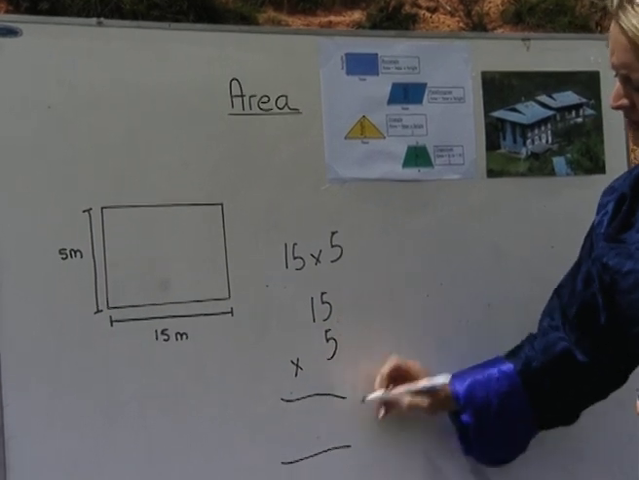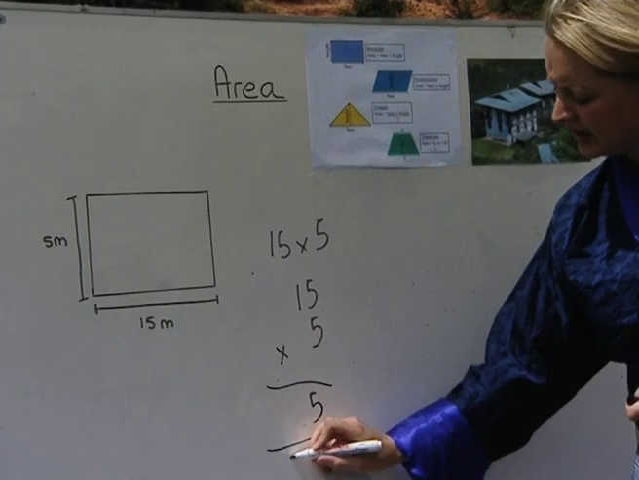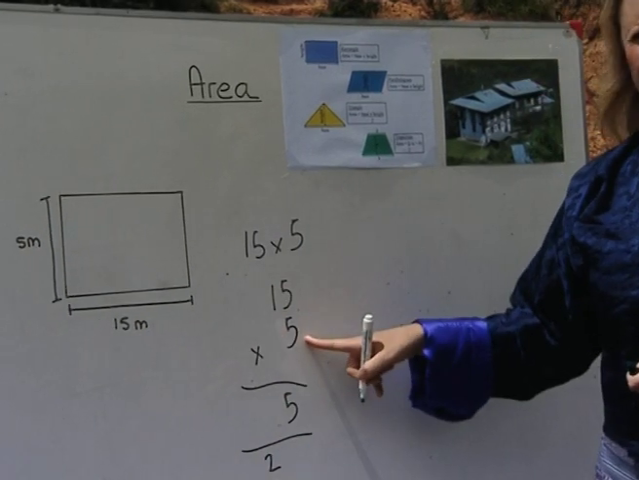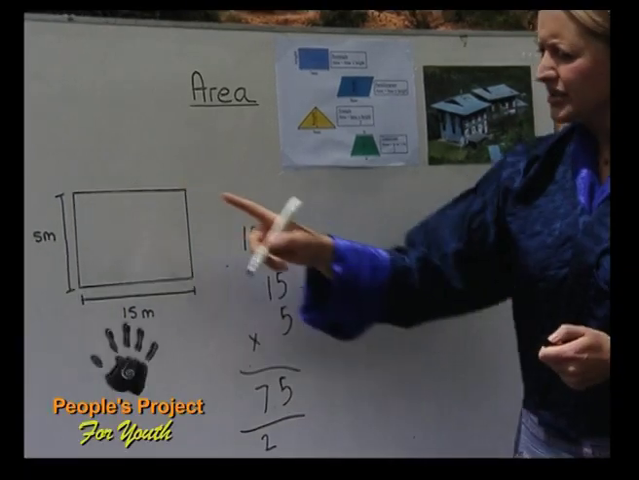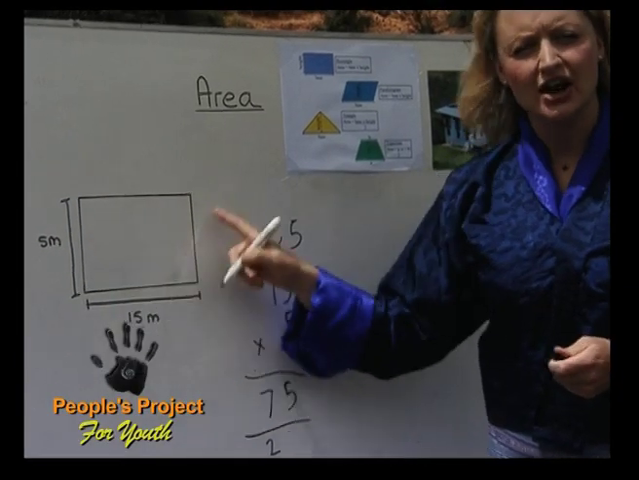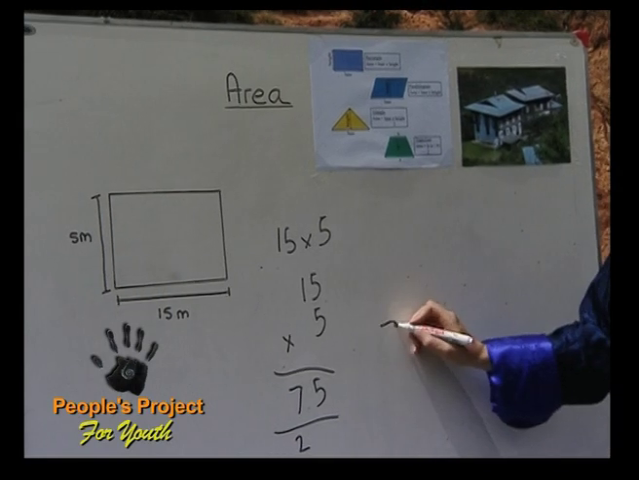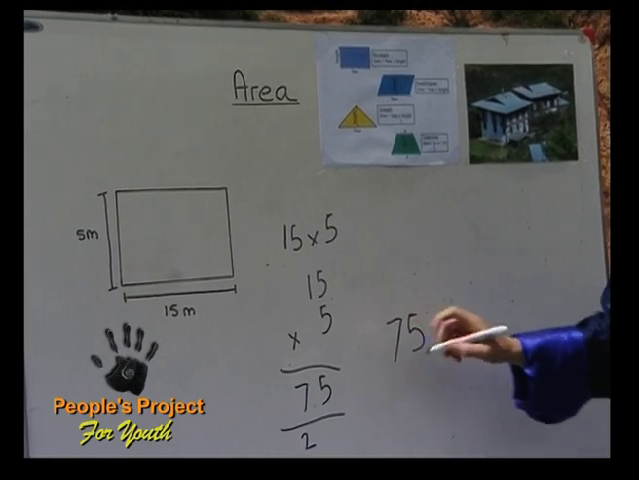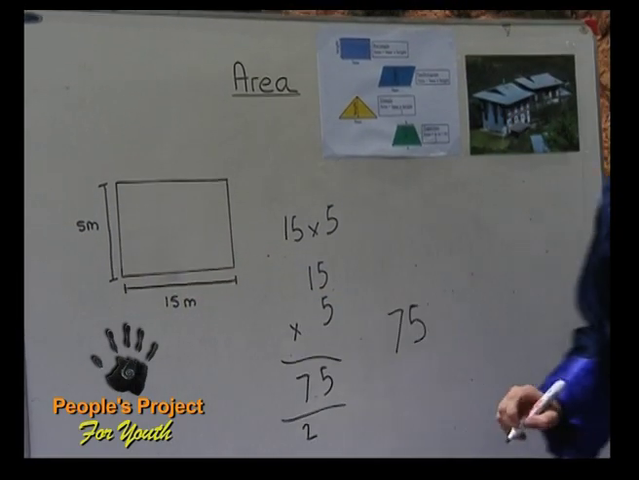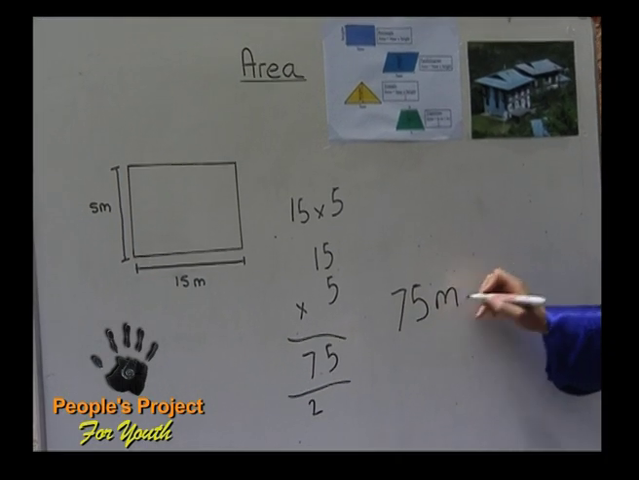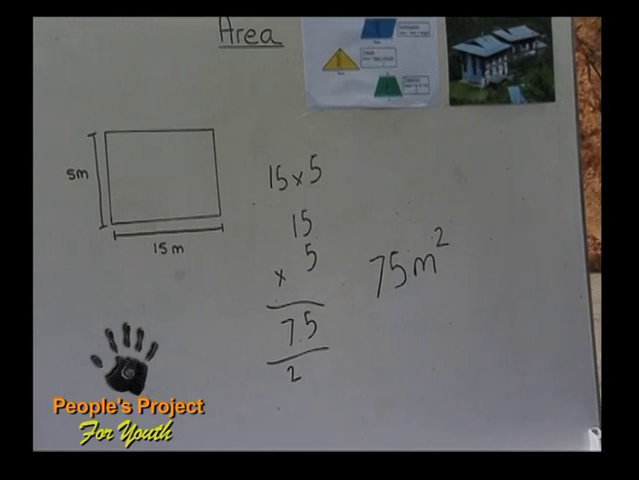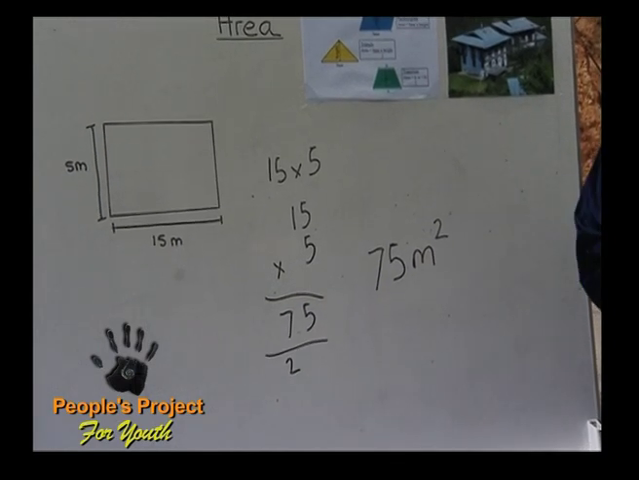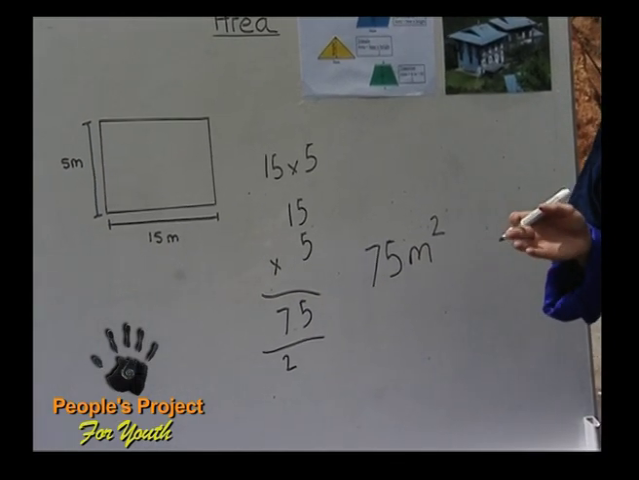So 5 times 5 is 25, carry the 2, 1 times 5 is 5, add the 2 is 7. So the area of CGI required for this roof is 75, and we were initially measuring in metres, and as we know it's a 2-dimensional shape, so we need to measure the area in metres squared. So that's the rectangle, fairly simple.